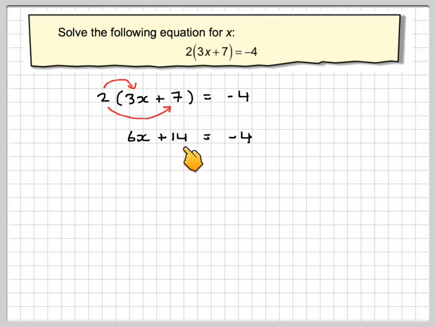The opposite of adding 14 is to take 14. So if you take 14 from this side, you're going to get 6x. And minus 4, take 14, so you go back another 14 from minus 4, you get to minus 18.